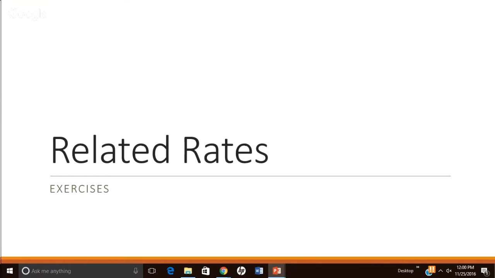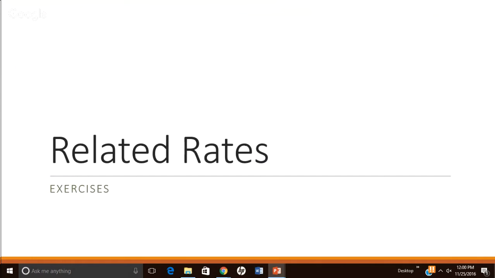Let's go through some examples on related rates. Last time in class we spoke about implicit differentiation, and that was to get us to where we were looking at this new, different set of problems called related rates, and how to turn them into differential equations, and ultimately how to make models out of them.